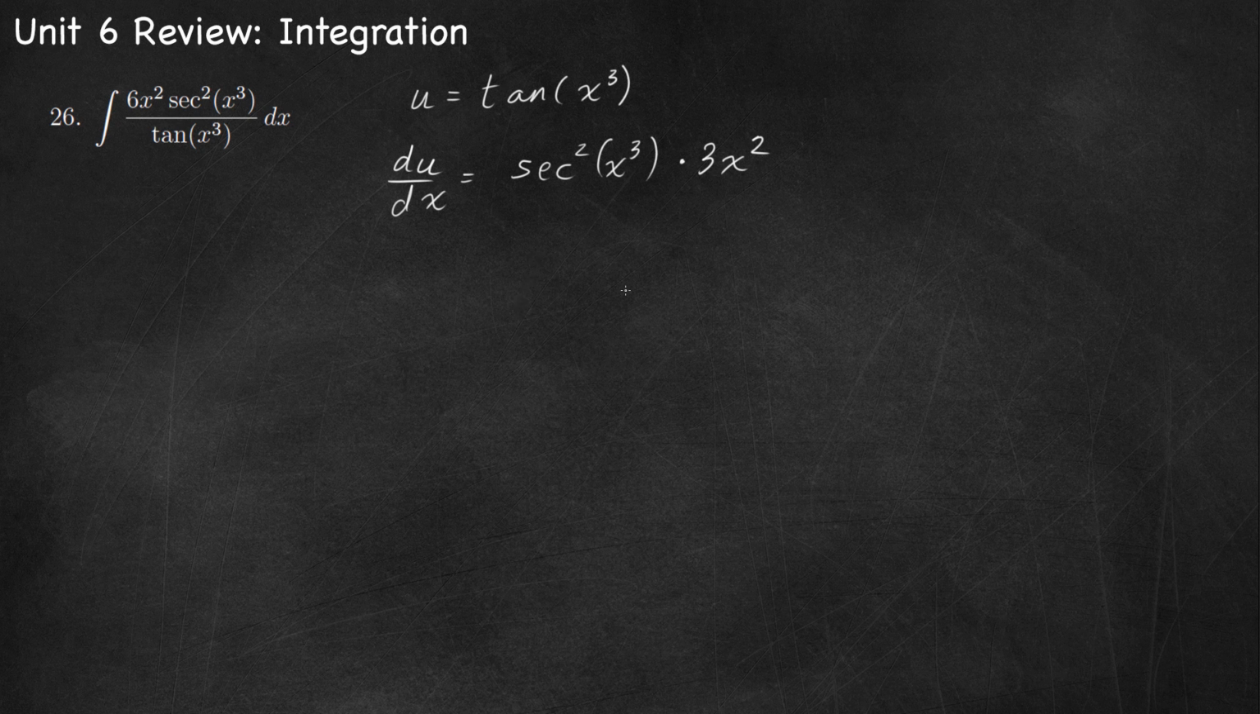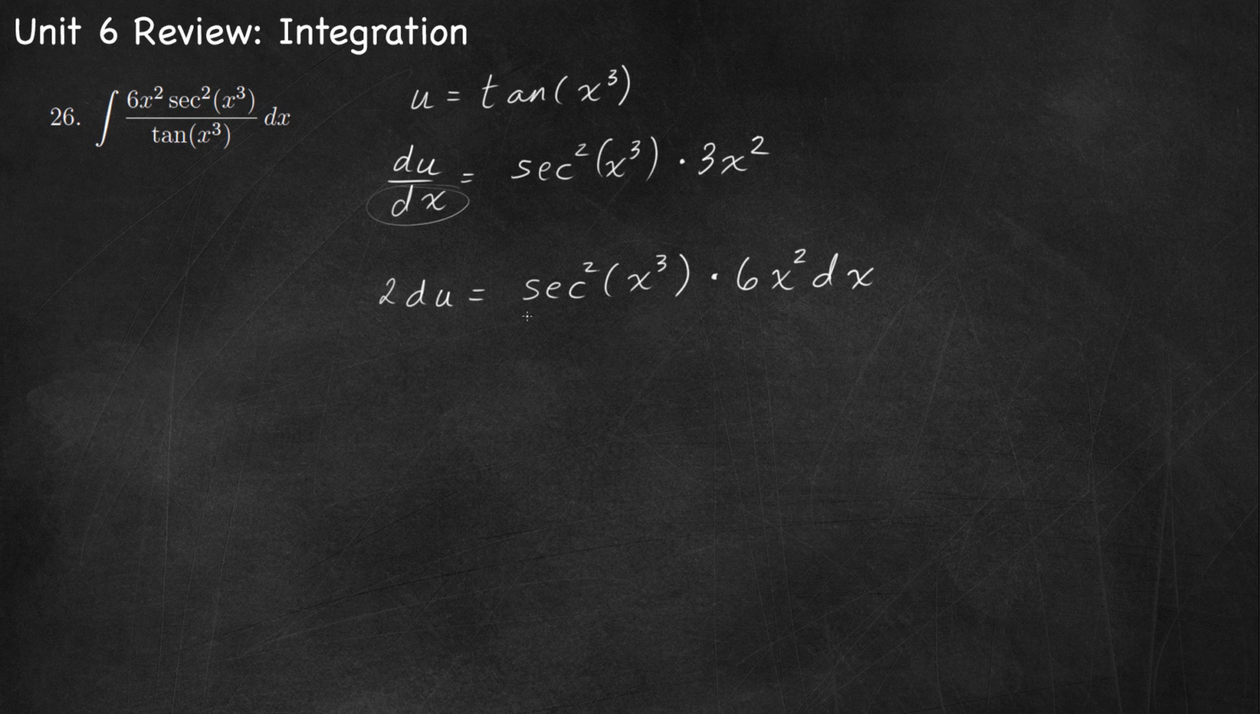And a couple things we can do. I can divide both sides by 3 and get a match for secant squared x cubed times the x squared. I could multiply both sides by 2, let's do that. I like that idea. Well, first let's multiply both sides by dx, and then I'm going to multiply both sides by 2. So I'll have 2 du equals secant squared x cubed times, and I said I was going to multiply by 2, so the 2 times the 3 is going to give me a 6, x squared, and then I also multiplied by dx.